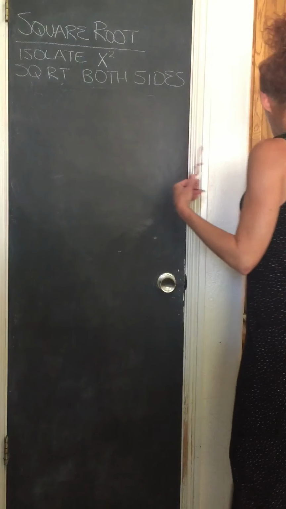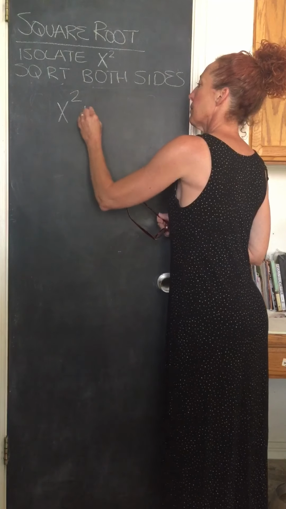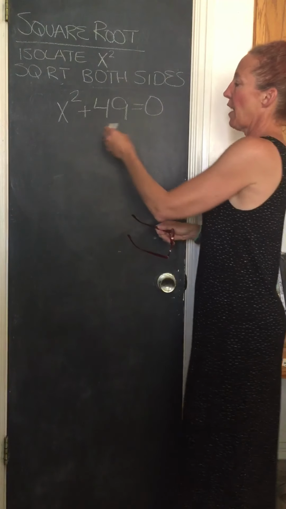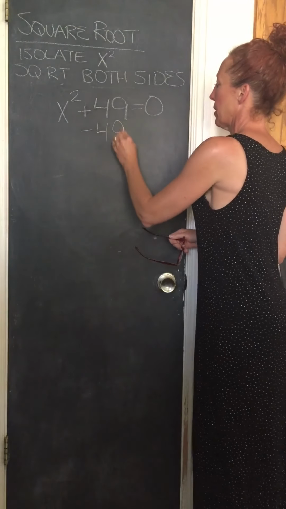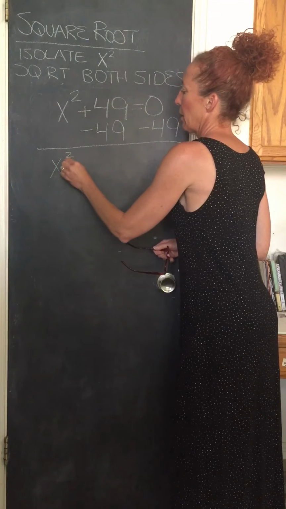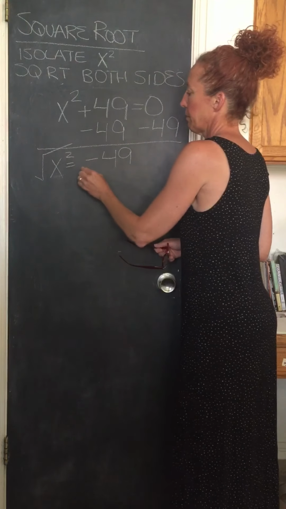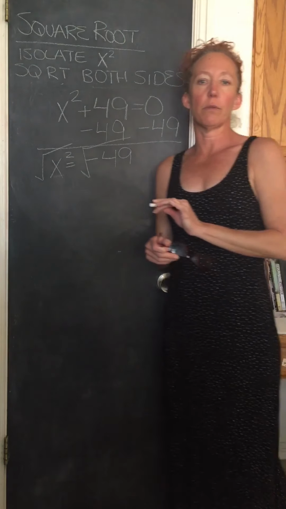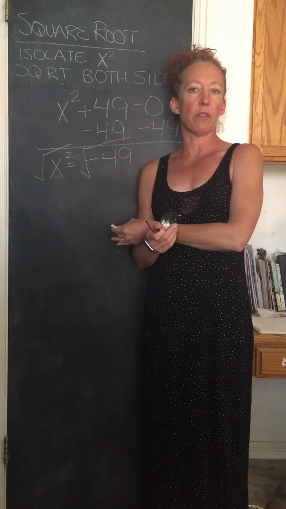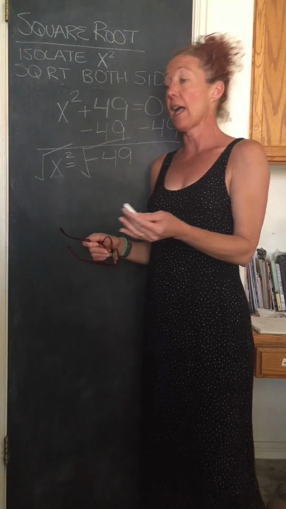We could end up with a negative answer, so we could have something like this. If I move that 49 to the other side, it turns negative. So x squared equals negative 49. Square root both sides. Prior to 10.8, this would have had no answer because you can't take the square root of a negative. But now we understand about imaginary numbers and pulling that i out.